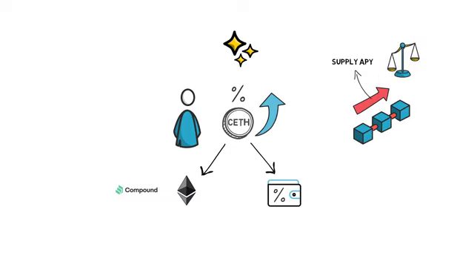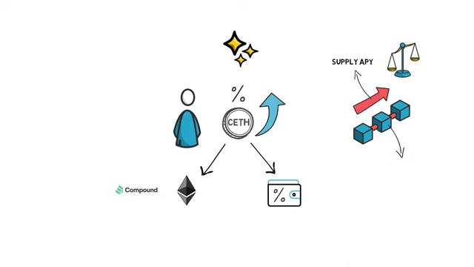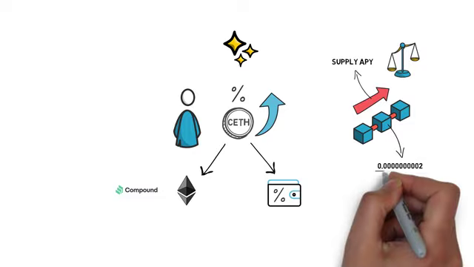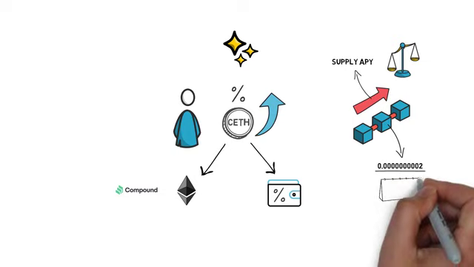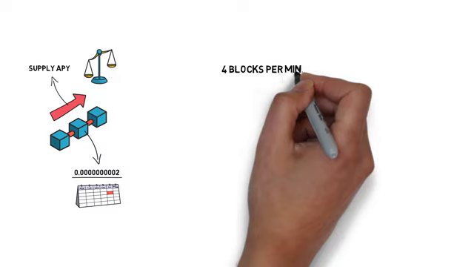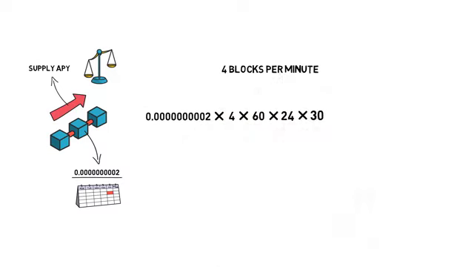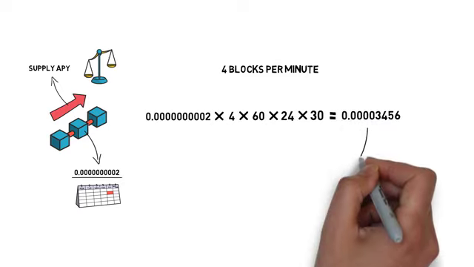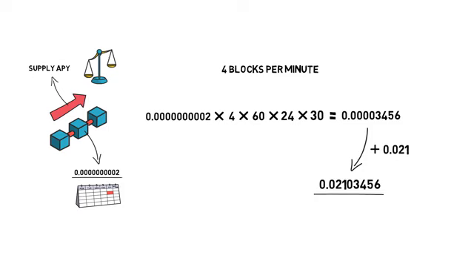In our example, let's say that the exchange rate from CETH to ETH increases by this amount with each block. Assuming that the rate of increase stays the same for a month, we can easily calculate the interest that can be made during that time. Let's say on average we have 4 blocks per minute. This gives us the following numbers. Now we can add this number to the previous exchange rate and get the following number that is slightly higher than the previous exchange rate.